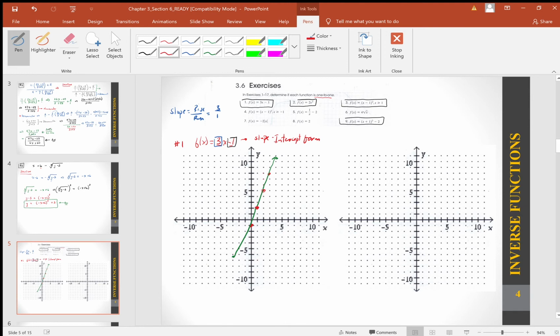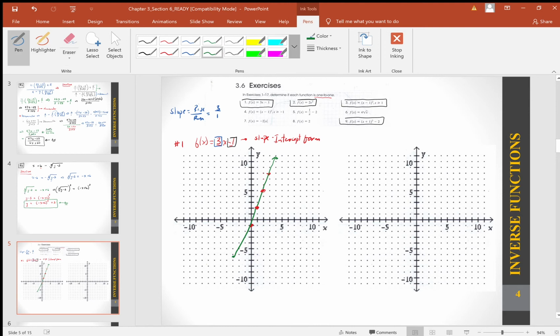Okay, you could just use that technique, or if you want to be able to plot using x and y and choose your values, you could do that as well. But that would take a longer time. Okay. So we draw horizontal lines.